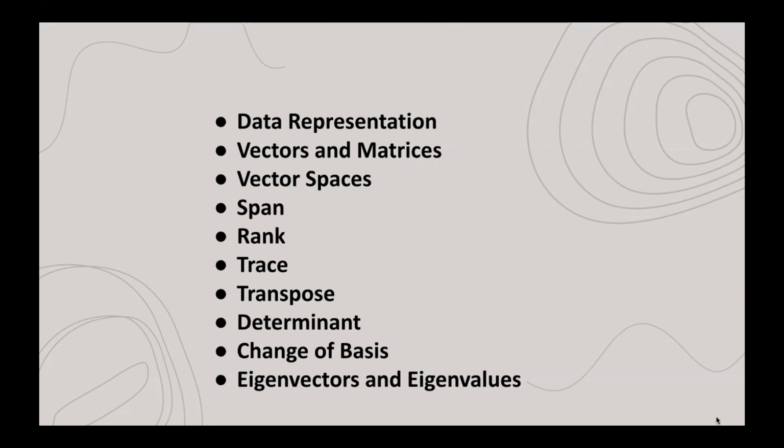So that's the end of our first episode of the Mechanistic Interpretability 101 playlist, where we covered data representation, vectors in matrices, vector spaces, the concept of span, rank, trace, transpose of matrices, determinants of matrices, change of basis, and eigenvectors and eigenvalues. I hope through this video you got a brief overview about all the different concepts in the linear algebra space, and now you will be able to imagine or visualize all these different operations whenever you code them while developing your machine learning models or while playing with the data.